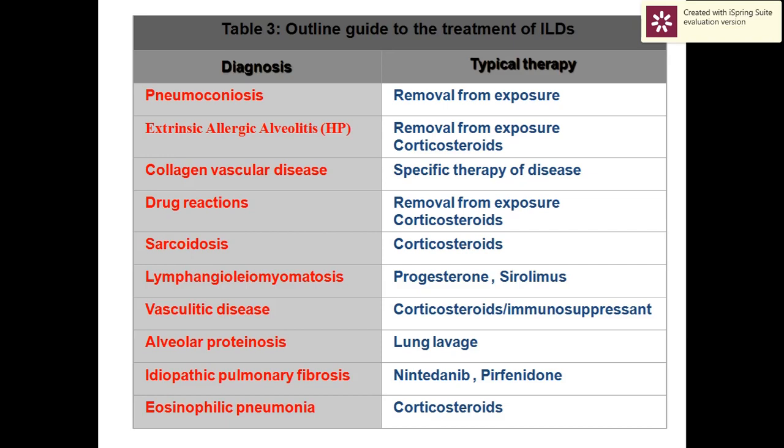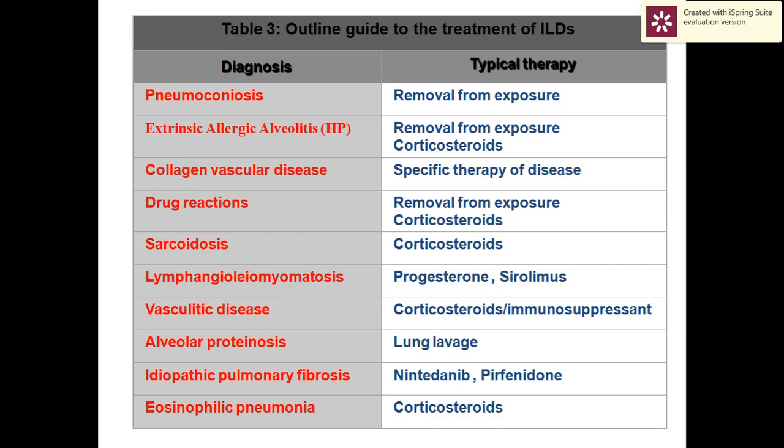Management or treatment of lung fibrosis in general. In pneumoconiosis or coal worker's disease, remove from the exposure. In hypersensitivity pneumonitis, remove from exposure, and sometimes we can use a corticosteroid. Collagen vascular disease, rheumatoid arthritis, SLE, need specific therapy of the disease. Drug reaction, removal from exposure.